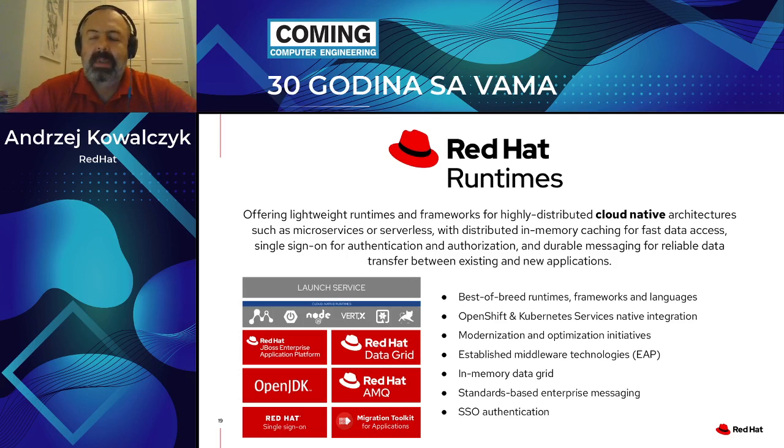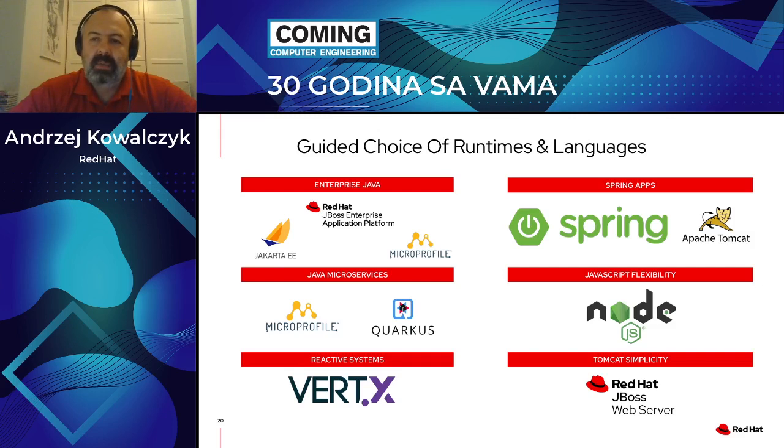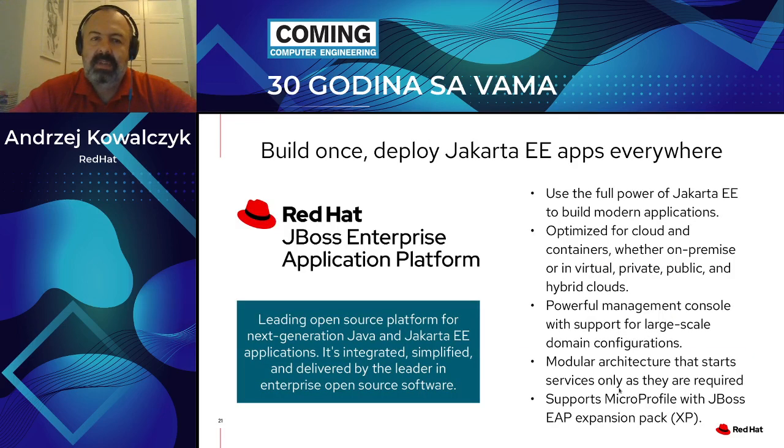Of course, to speed up the whole process, you can use the migration toolkit. This tool helps you to migrate applications. But you see the set of languages. You can find Spring, Apache Tomcat, Quarkus, a very light engine for Java, for reactive systems Vert.x, and for Tomcat simplicity, JBoss Web Server. So JBoss Enterprise Application Platform, very good product for JEE applications, integrated with AMQ, integrated with Red Hat SSO, very modularized, so you can decide which modules to use, right? So you can create a very light, very compact version.